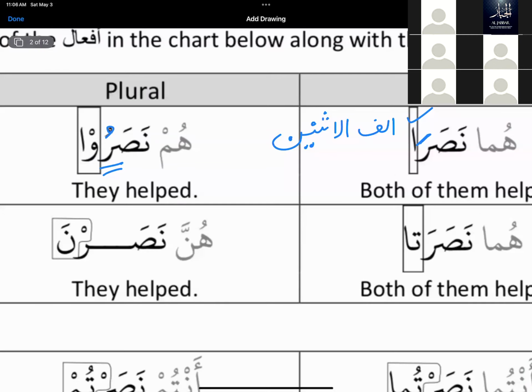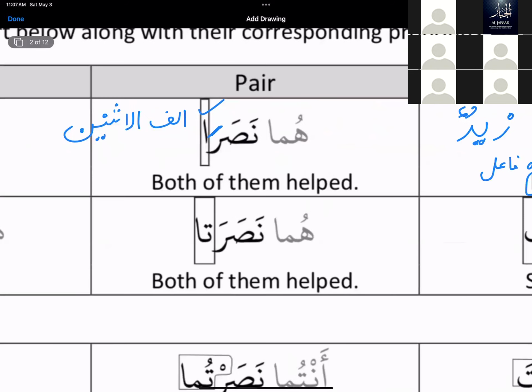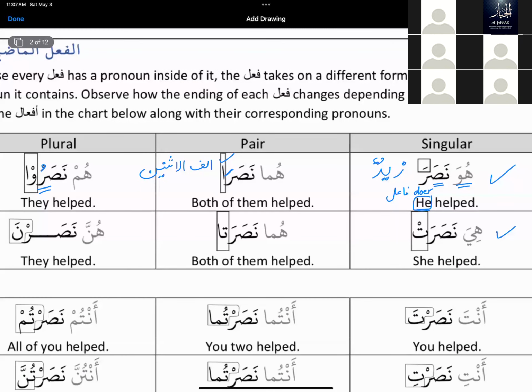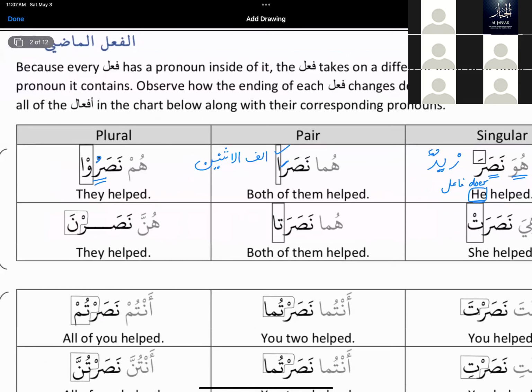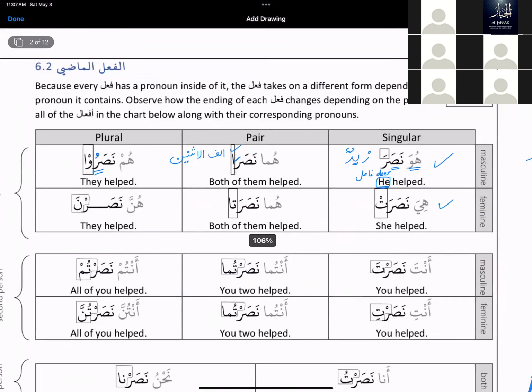So whenever we are calling out fail madi, that we are saying it is mabni, mabni ala on what? How is it going to look when it is mabni? How it is fixed. So for nasara, mabni ala fatha. For again huma nasara, mabni ala fatha. For hum nasaru, mabni ala dhamma, because the last letter is carrying a dhamma over here.